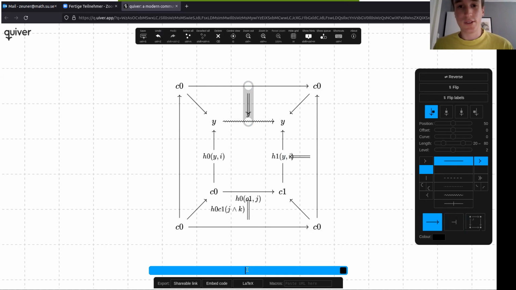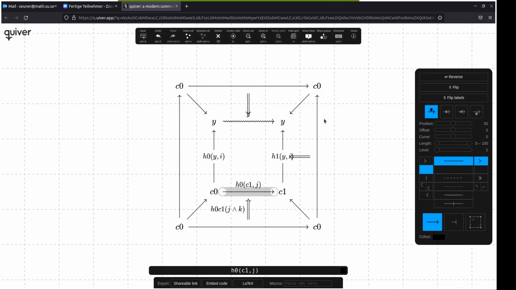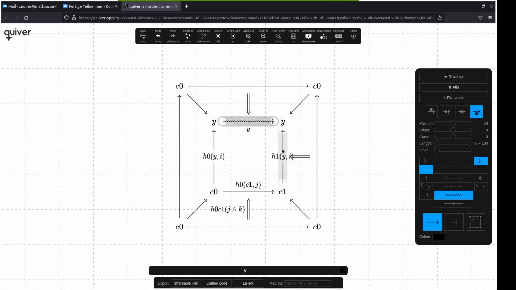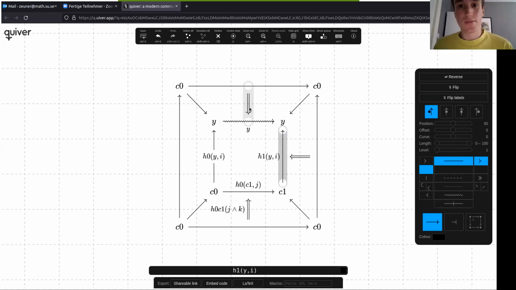Oh, because C0 to Y, we have that, right? Because that's one of, yeah. That's H0 of Y. Yeah, exactly. This one is the easiest, maybe.